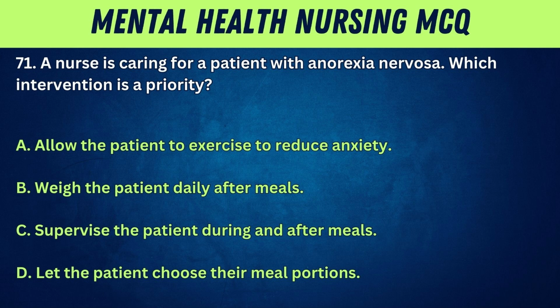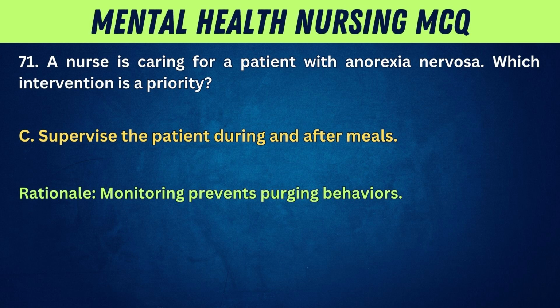71. A nurse is caring for a patient with anorexia nervosa. Which intervention is a priority? A. Allow the patient to exercise to reduce anxiety. B. Weigh the patient daily after meals. C. Supervise the patient during and after meals. D. Let the patient choose their meal portions. Answer: C. Supervise the patient during and after meals. Rationale: monitoring prevents purging behaviors.